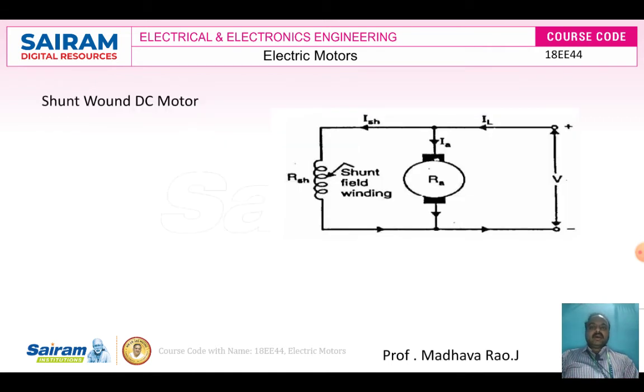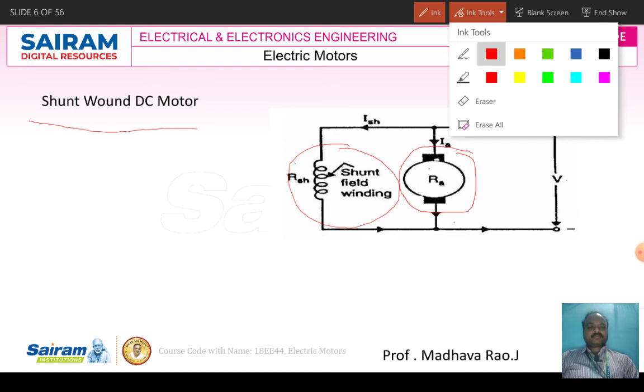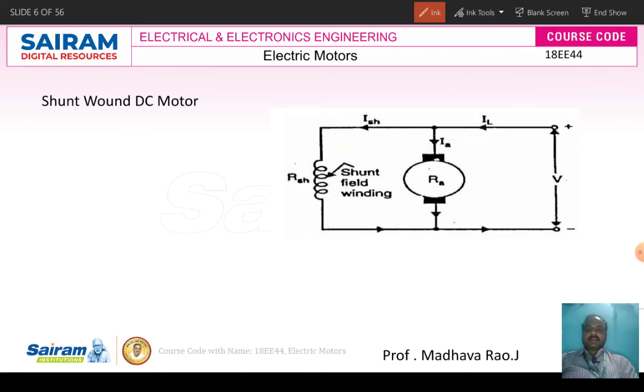Shunt wound DC motor. You can observe clearly here, the shunt field winding is connected parallel to the armature winding, or the shunt field winding is connected across the armature winding. Then the motor is called a shunt wound DC motor. In this, the line current IL is equal to ISH plus IA, where ISH is the shunt field winding current and IA is the armature current.